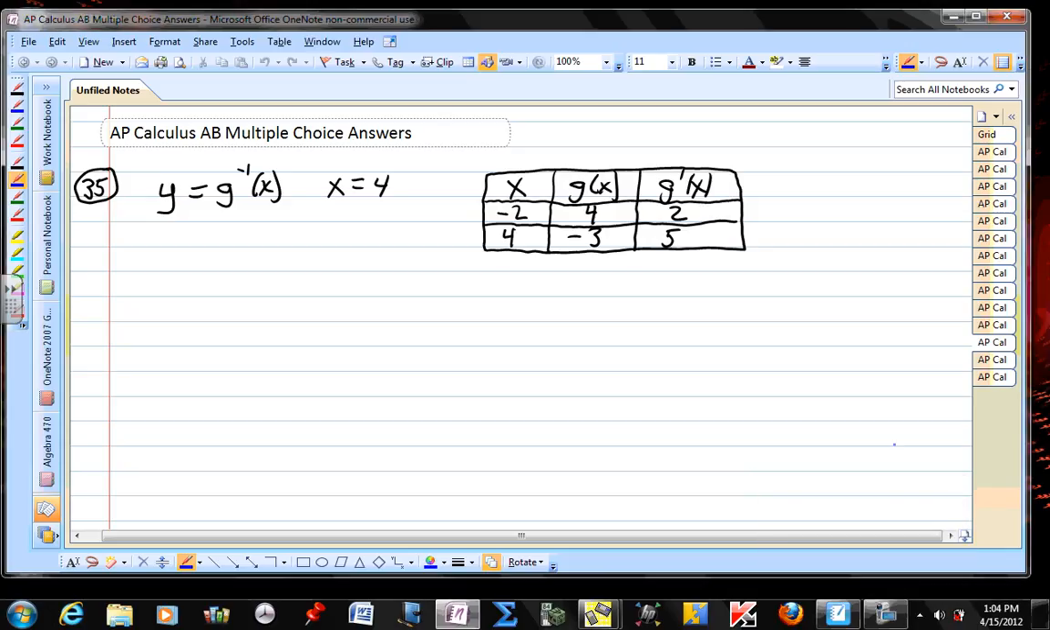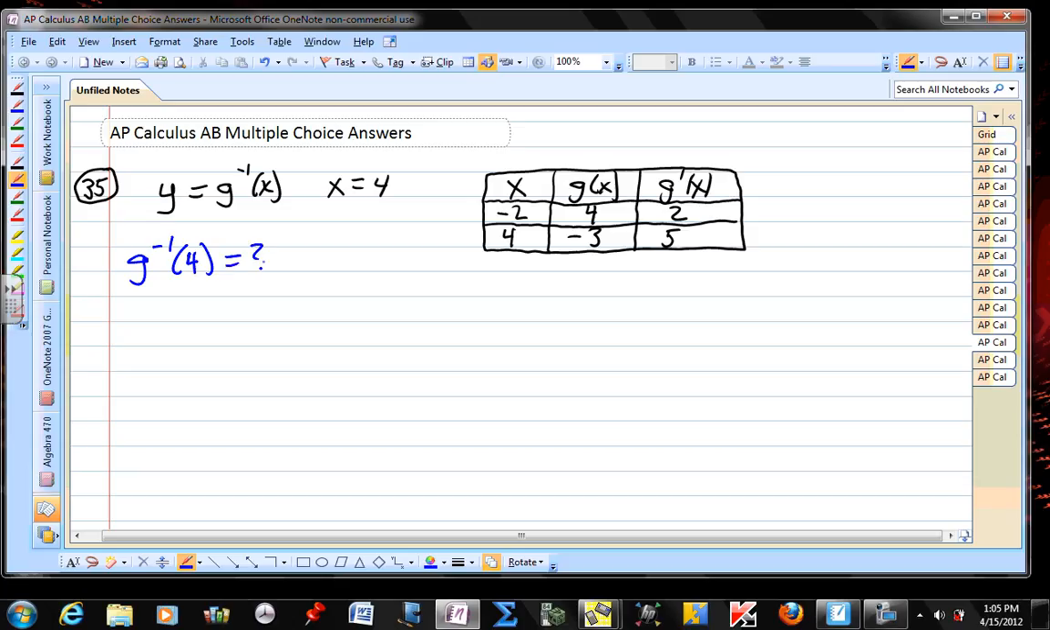On problem number 35, we're asked to find the equation of a tangent line to the equation y equals g inverse, or the inverse of g of x. And we're asked to find this when x equals 4. So we need to find g inverse of 4.